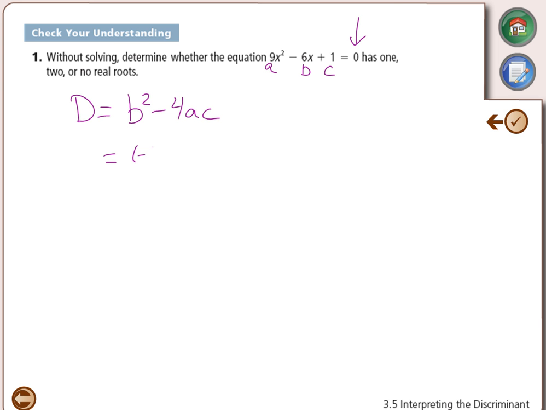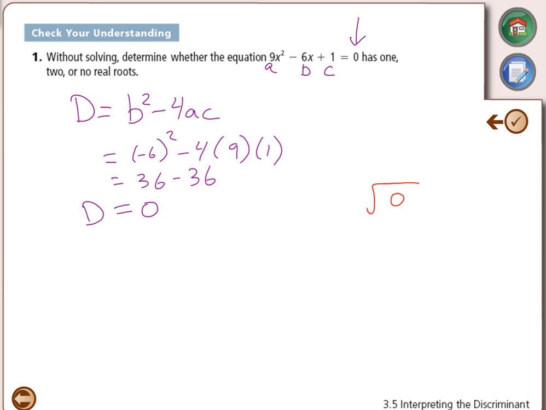Substitute in, we get negative 6 squared minus 4 times 9 times 1. 36 minus 36. That equals 0. So my discriminant is 0. That means underneath the square root, I would be having square root of 0 there. Oh, I'd be adding 0, subtracting 0. That means we've got either two identical real roots or really one real root. That gives us one answer for the quadratic.